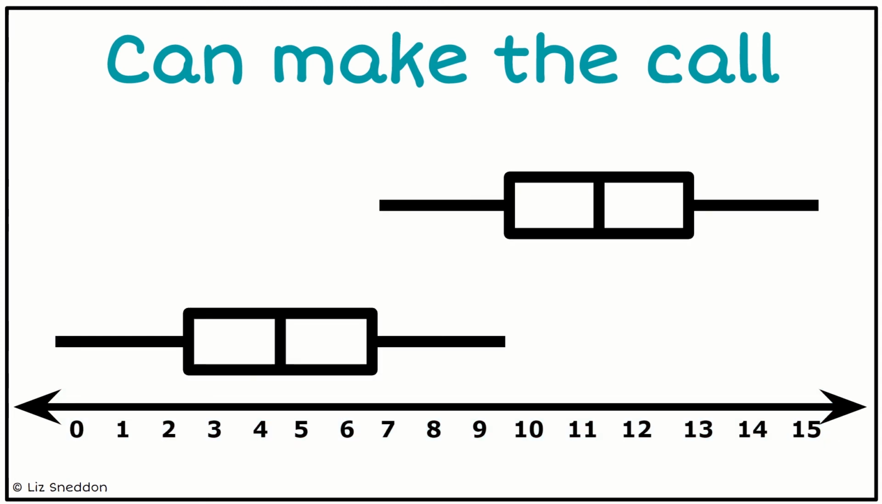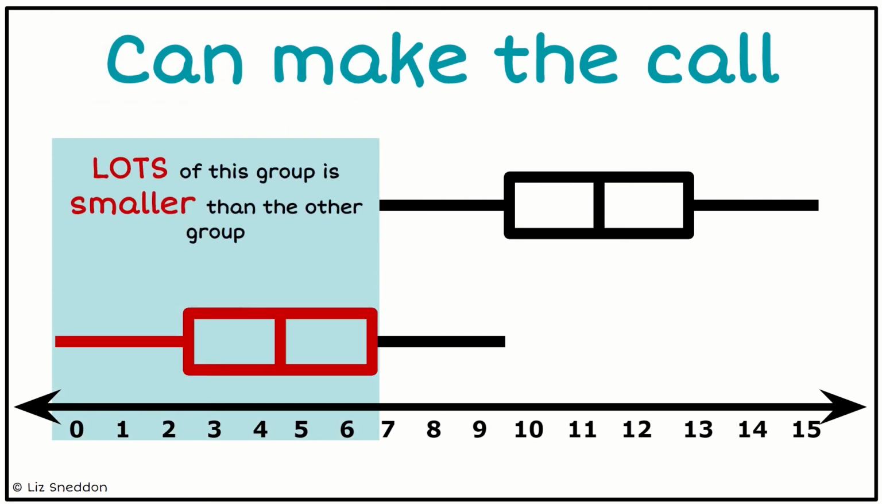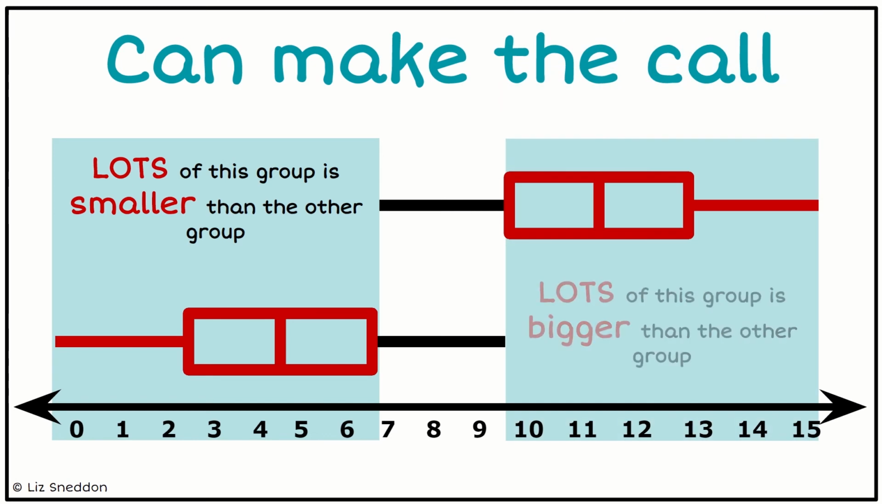Let's look at another scenario. What if they're a little bit closer together? So in this case, I've got all of this bit, so lots of this group. You'll notice I haven't coloured in the red for the top tail, but lots of that data is smaller than the other group. Equally, there's lots of the data in this other group that is bigger. So there's a little bit of data that overlaps, but generally speaking, lots of one group is bigger than lots of the other group. So again, that's a situation where I could reasonably confidently say this group tends to be bigger than that group, because a lot of them are bigger than a lot of the others.